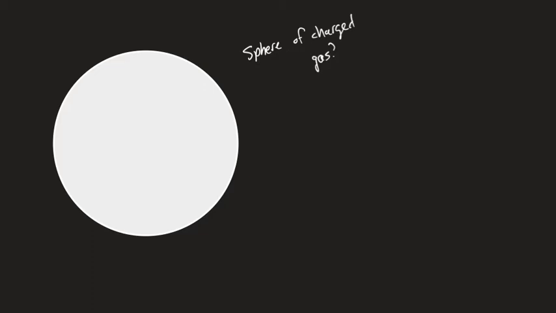A sphere of charged gas will have an electric field inside of it because there's charge all through it. Gauss's law can be used to determine the electric field both inside and outside, because Gauss's law allows us to determine the symmetry of our system. Consider this. I have a charged sphere. It has charge Q. It has radius capital R.